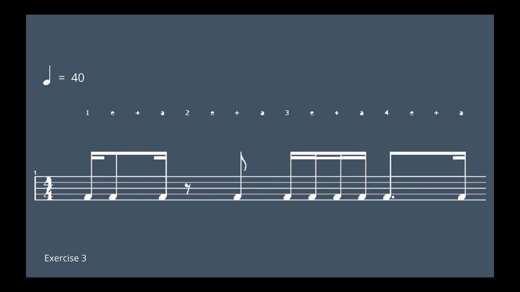1, E, and 2, E, and 3, E, and 4, E, and 1, E, and 2, E, and 3, E, and 4, E, and. Okay, so what you need to know about this one is, first of all, we switched to dividing things by 16th notes. That's the subdivision we're using.